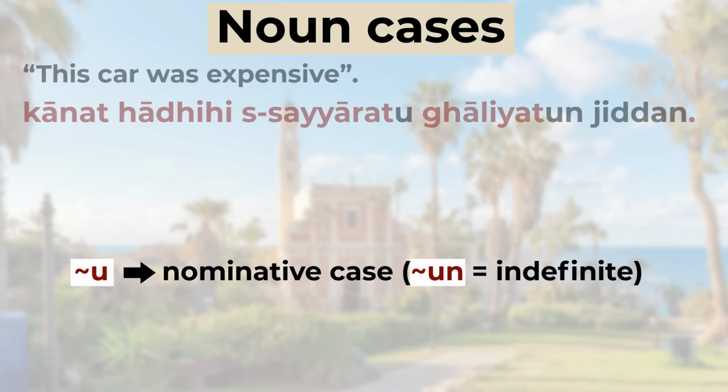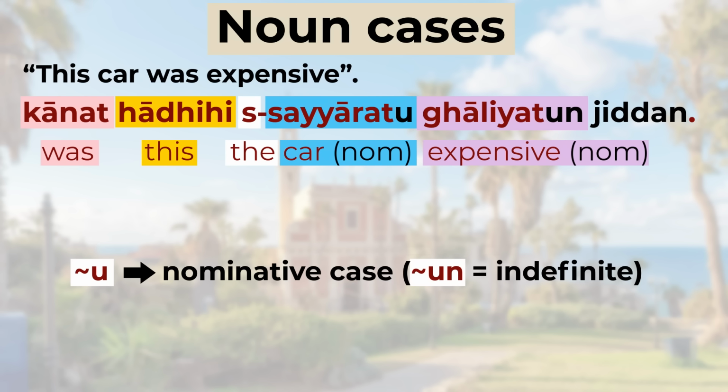So a formal sentence in modern standard Arabic might be كانت هذه السيارة غالية جدا. This car was expensive. Word for word, was this, the car, expensive, very.